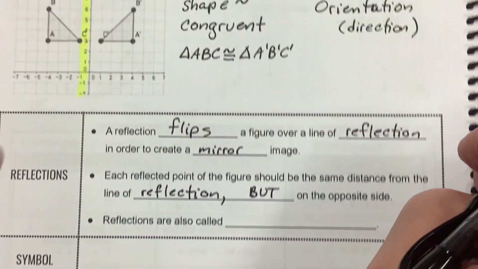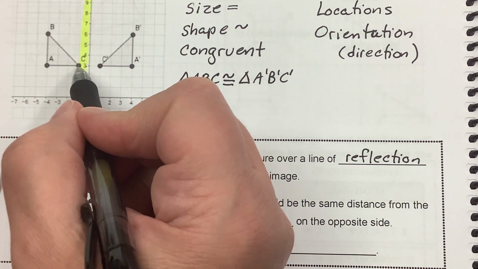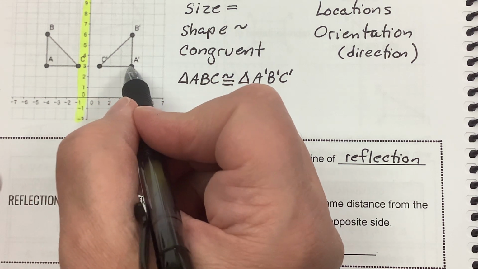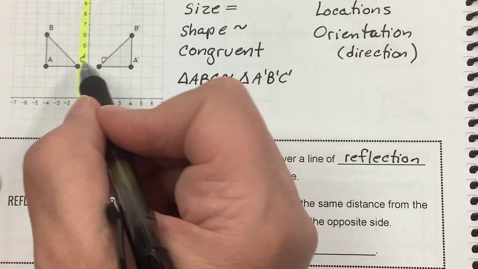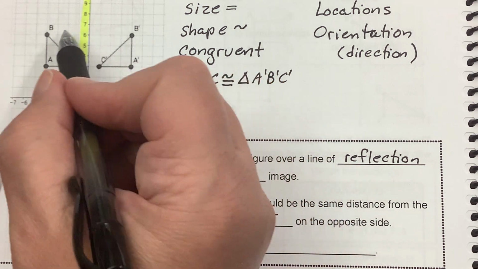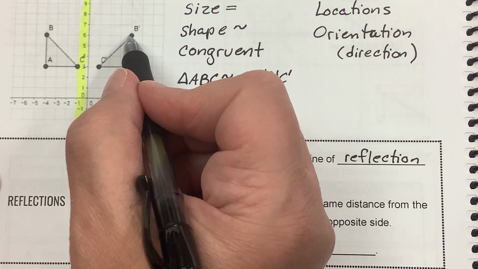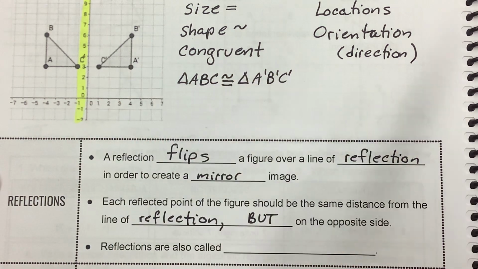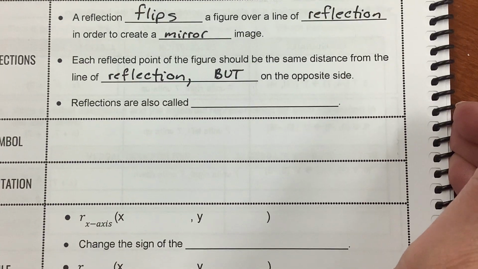Let's take a look at that. Here's A. A is 1, 2, 3, 4 boxes to the line. 1, 2, 3, 4 boxes on the opposite side of the line is A prime. B is also 4 boxes to the line, and B prime is 4 boxes to the opposite side of the line. C is 1 box, C prime is 1 box. So it's the same distance, but on the opposite side of the line.